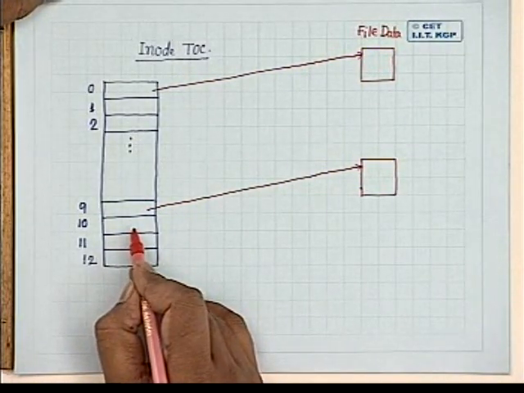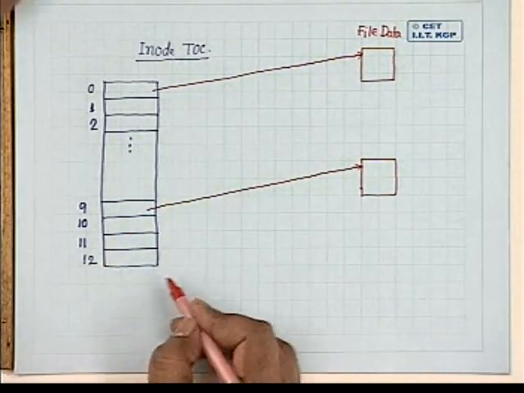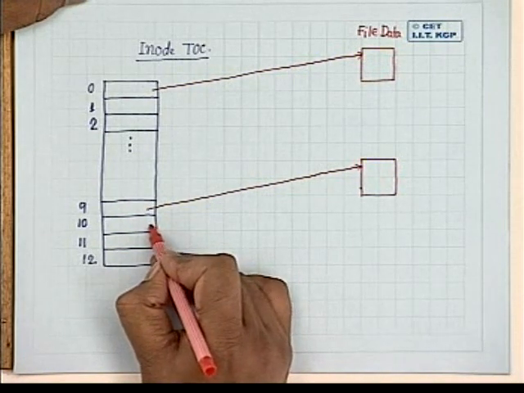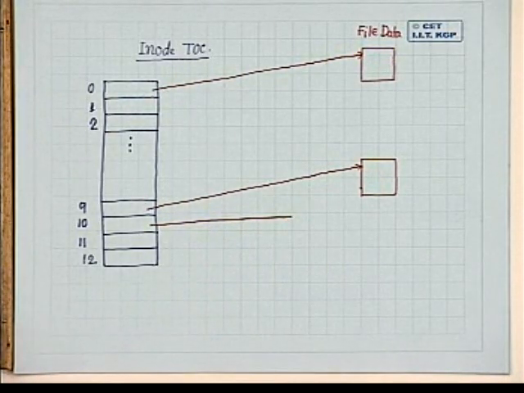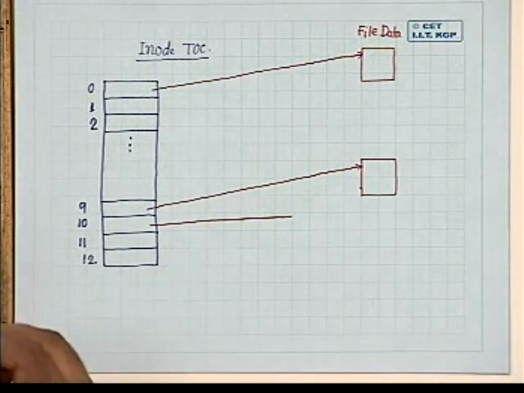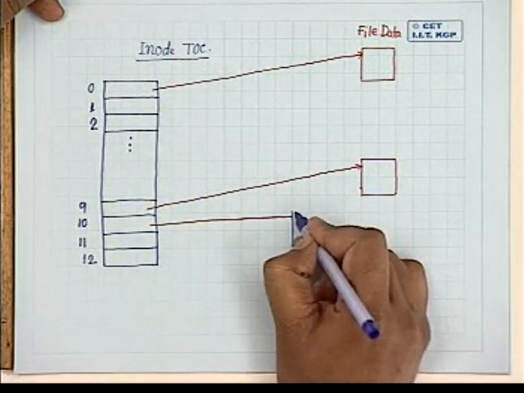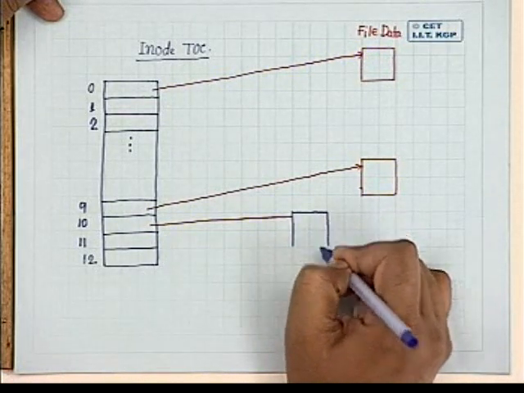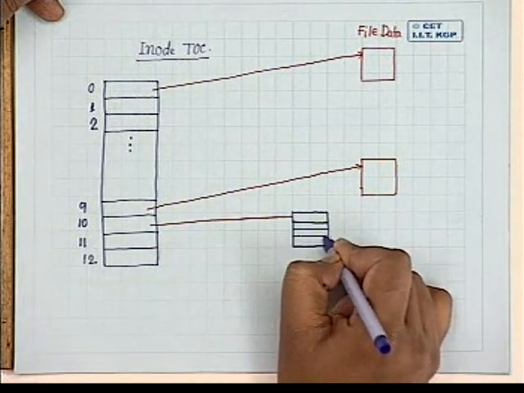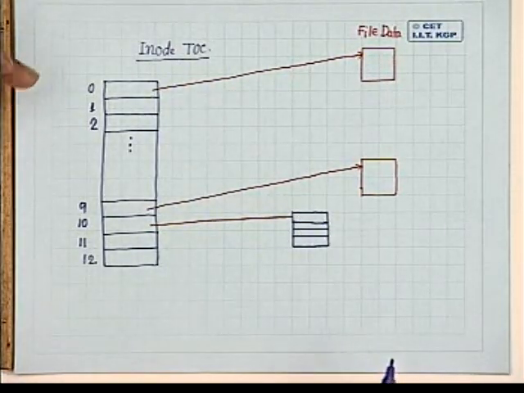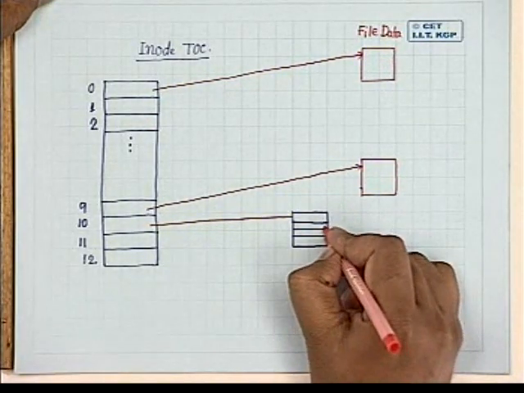This entry number 10, that is a single indirect pointer. Single indirect pointer means it contains the address of a block which does not contain the file data, but rather it contains a set of pointers. Each of these pointers point to a block which contains the file data.